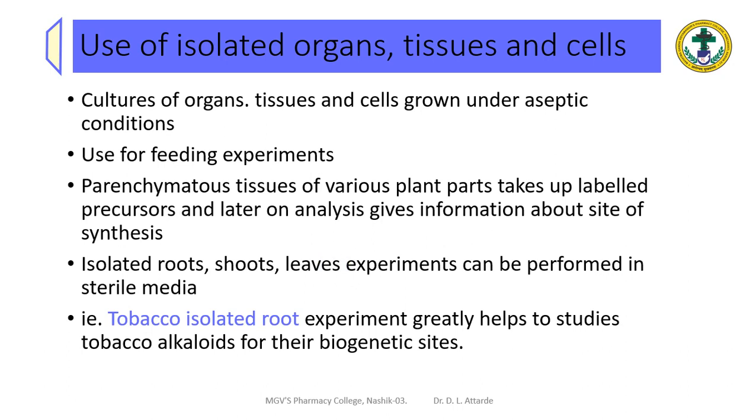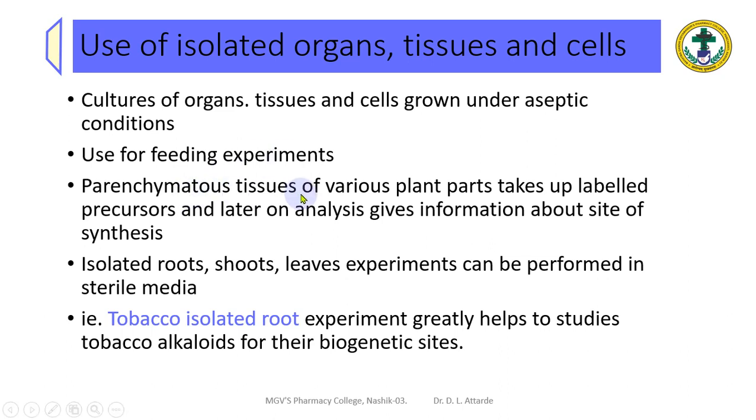Now this is all about the use of isotopes for the study or elucidation of biogenetic pathways. The second method is the use of isolated organs, tissues and cells. Cultures of organs, tissues and cells grown under aseptic conditions can be used. So instead of using the whole plant, you are using it in part, and feeding experiments can be done in a similar manner. You introduce your labeled metabolites in that aseptic media as precursors, and you isolate and detect the metabolites.